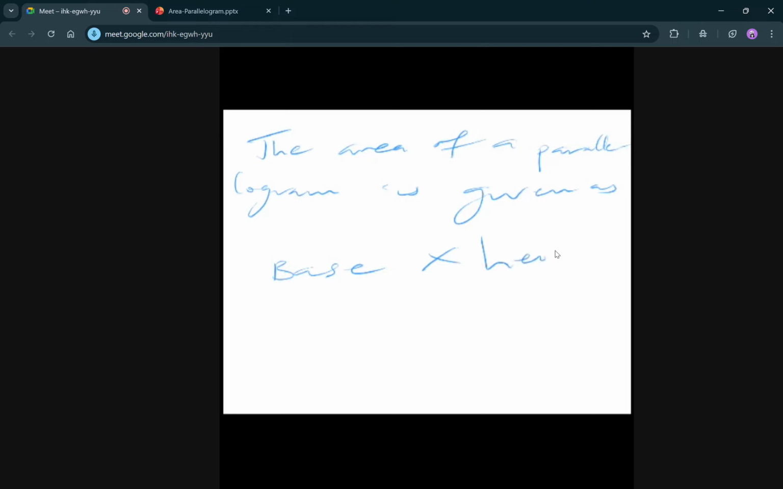Now you can write: the area of a parallelogram is given as the base multiplied by the height. So this implies that area A simply means B times H. So this is the area of a parallelogram. If you know the base and the height, that will give us the area of the parallelogram.